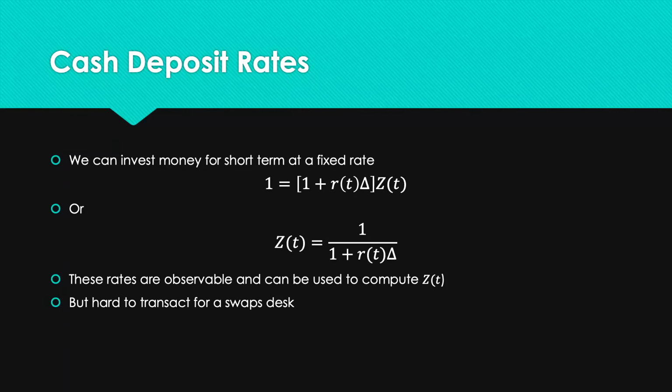So for each of these, we're going to work out what is the price of this as a function of my discounting curve. And then given the cash rates, I can invert that to find what my discounting implied curve is that prices all these instruments back to market.